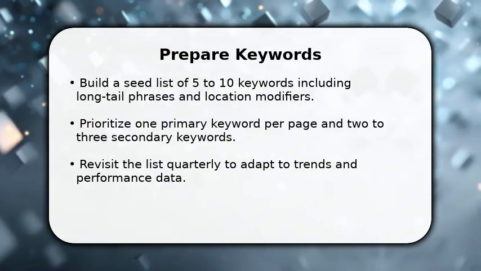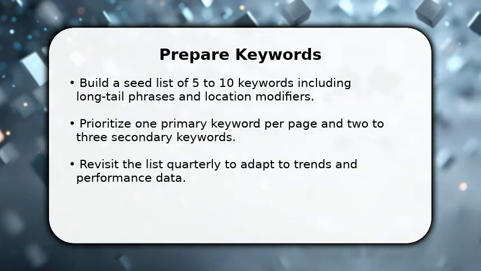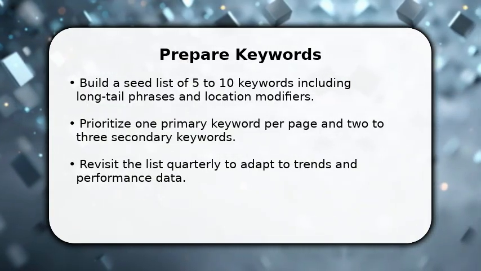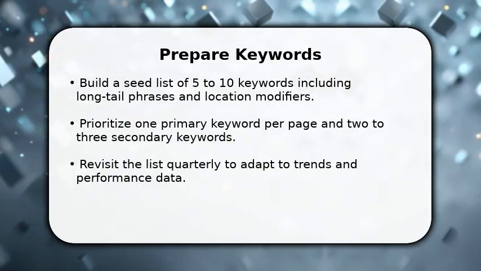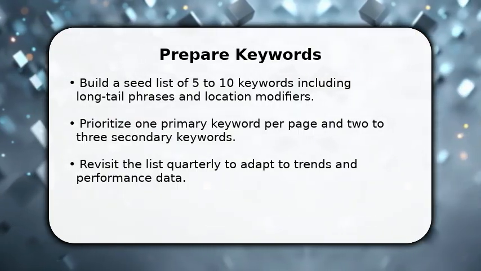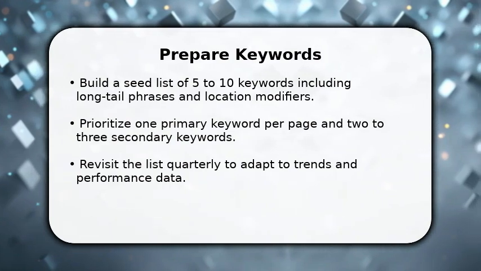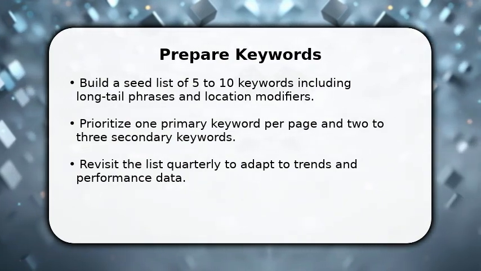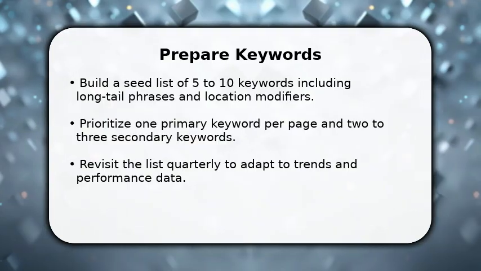Check approximate monthly search volume and user intent before finalizing each keyword. Avoid keyword stuffing and aim for natural language relevance in headings and paragraphs. Revisit the list quarterly to adapt to trends and performance data and update pages accordingly.